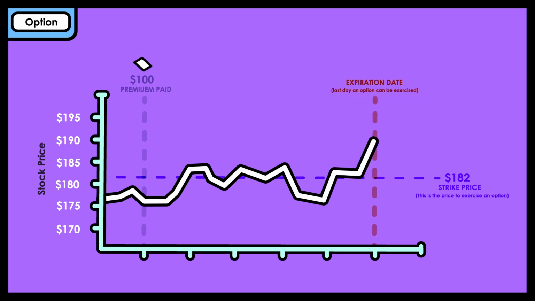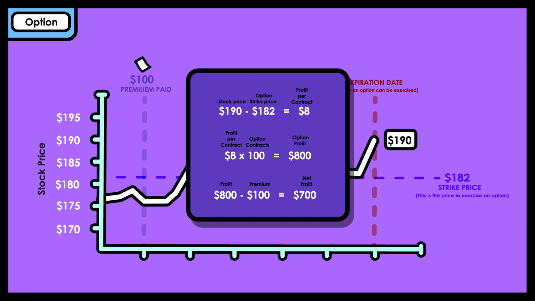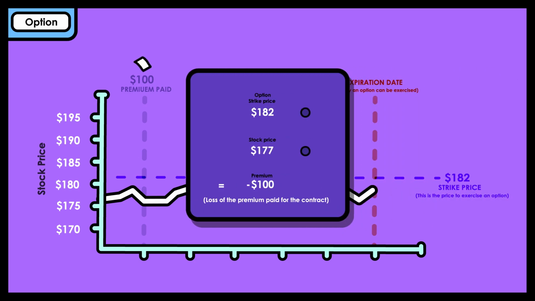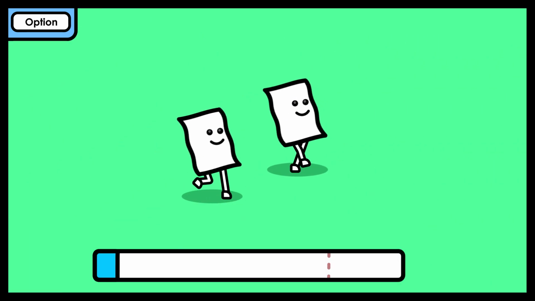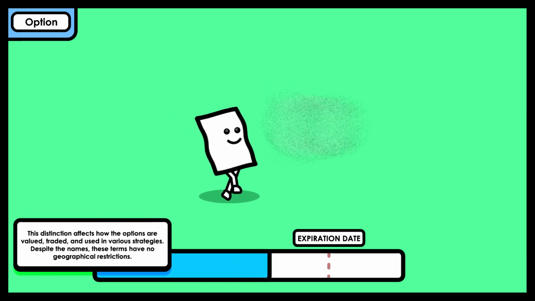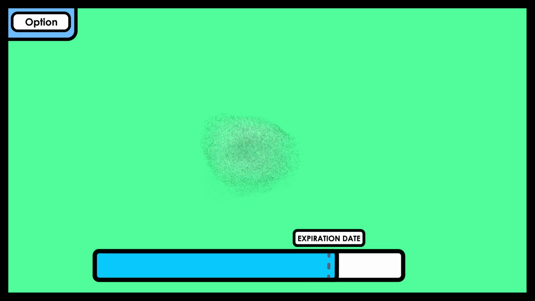If the stock price reaches $190 by expiration, I would profit $700 per contract, after subtracting the premium cost. However, if I'm wrong and the stock price by expiration is below $182, the option would expire worthless. It wouldn't make sense to exercise the option to buy at $182 when I could buy the stock directly from the market at a cheaper price. A key difference between American and European options is that American options can be exercised at any time up to the expiration date, whereas European options can only be exercised on the expiration date itself.